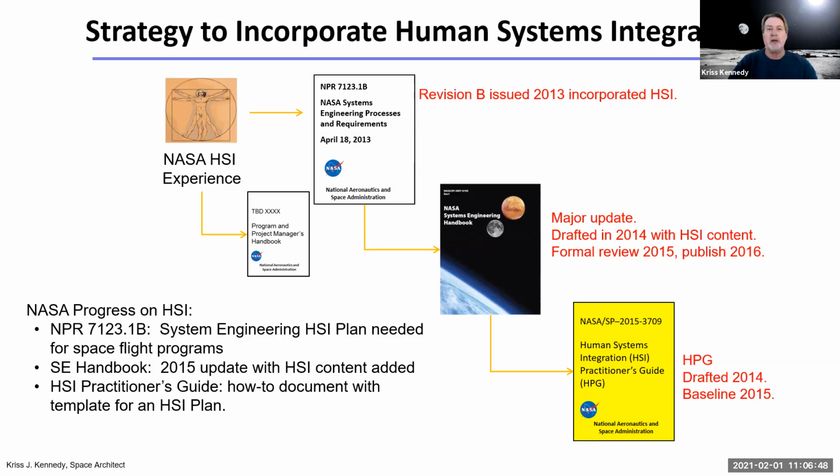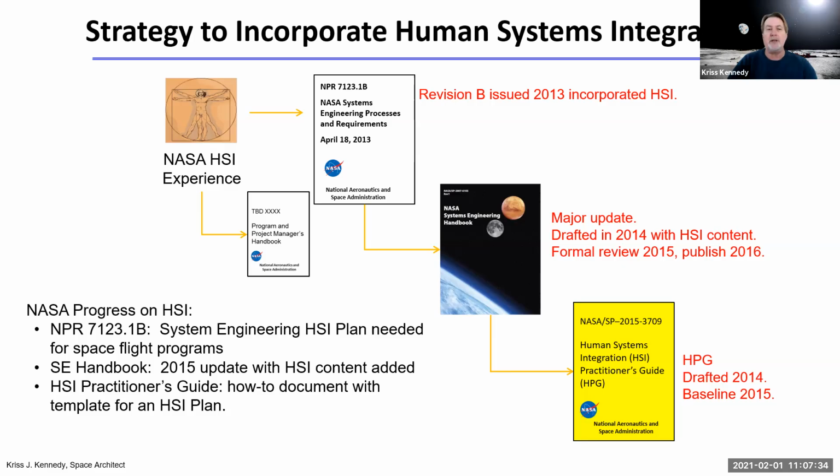So it starts with an understanding of NASA's human system integration experience, which then led to development of an incorporation of that experience into the NASA systems engineering process and requirements and program and project managers handbook. So this process has allowed human system integration to be incorporated into NASA procedural requirement 7123.1B, system engineering HSI plan needed for spaceflight programs. This is an important step. And in 2015, they updated the system engineering handbook to include this.